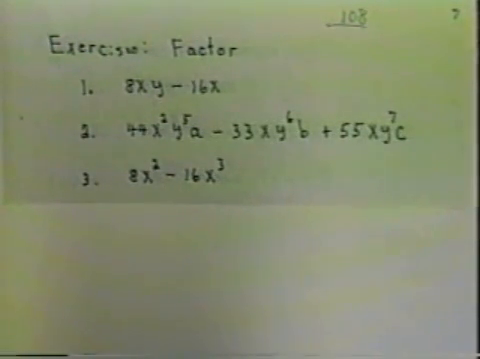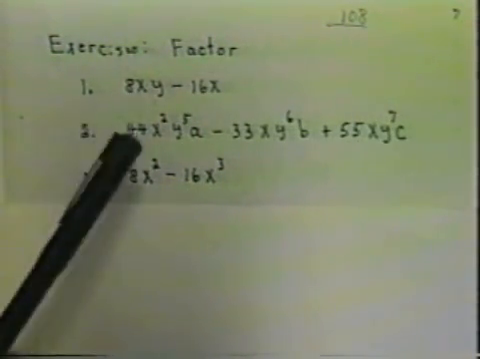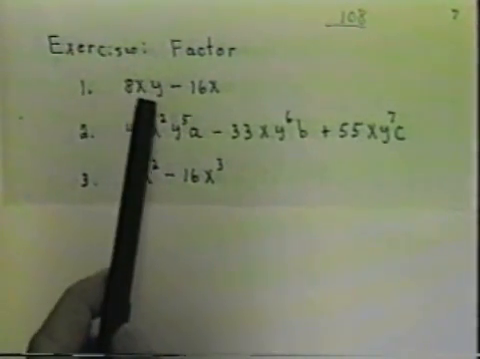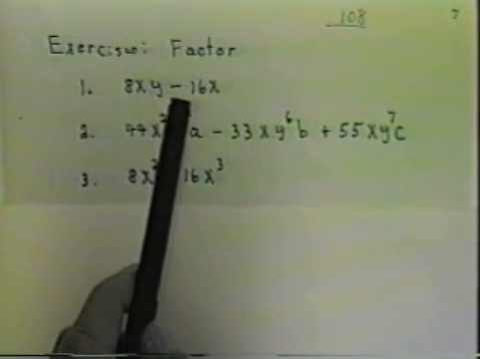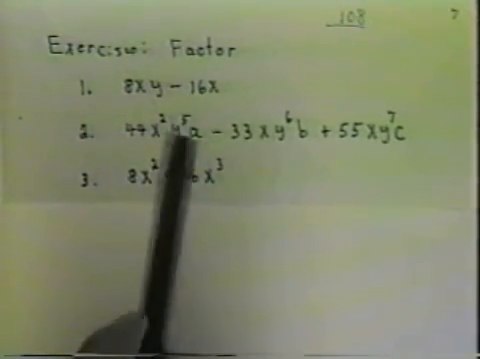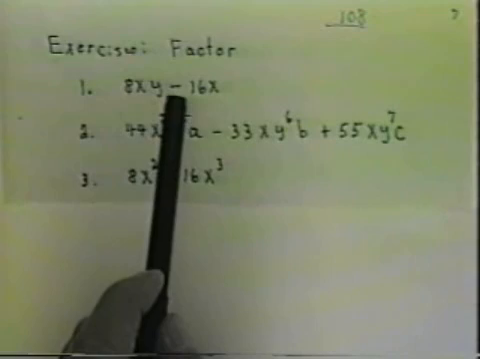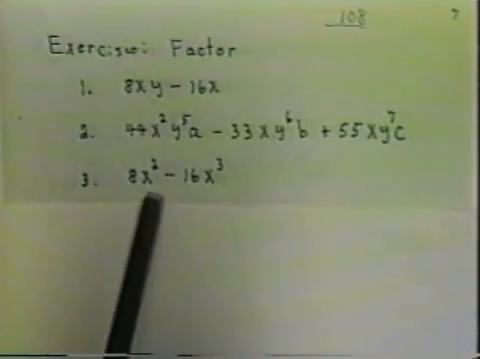Now it's time for you to do some exercises. Carefully copy these three problems, and when you have copied them, stop the tape and factor, and then restart the tape to check your answers. The first one, 8xy subtract 16x, or 8xy minus 16x.